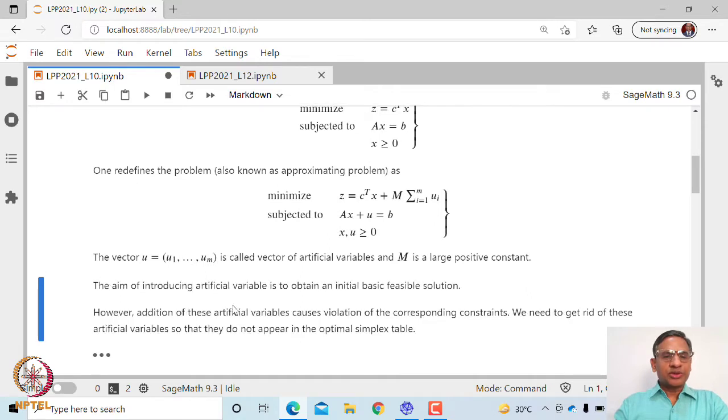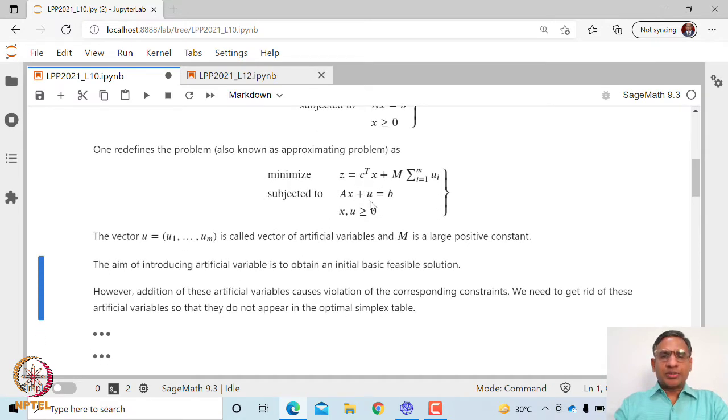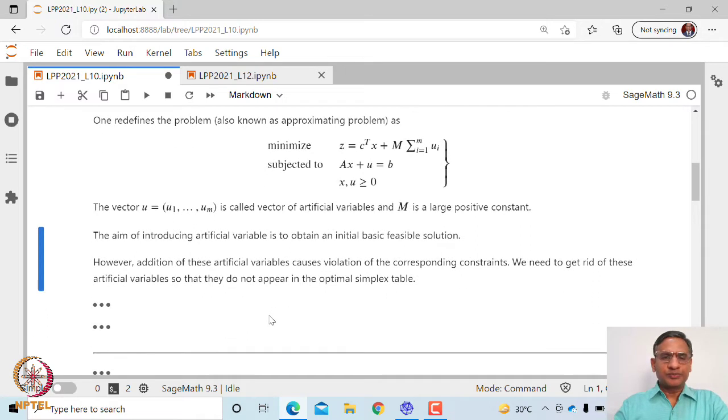Why do we do that? Because, like the two-phase simplex method, in the Big M method also, the main aim of introducing artificial variables is to obtain an initial basic feasible solution. However, when you add these artificial variables to the constraints, it causes violation of these constraints. Therefore we need to get rid of these artificial variables so that they do not appear in the optimal simplex table. That is what we need to do.